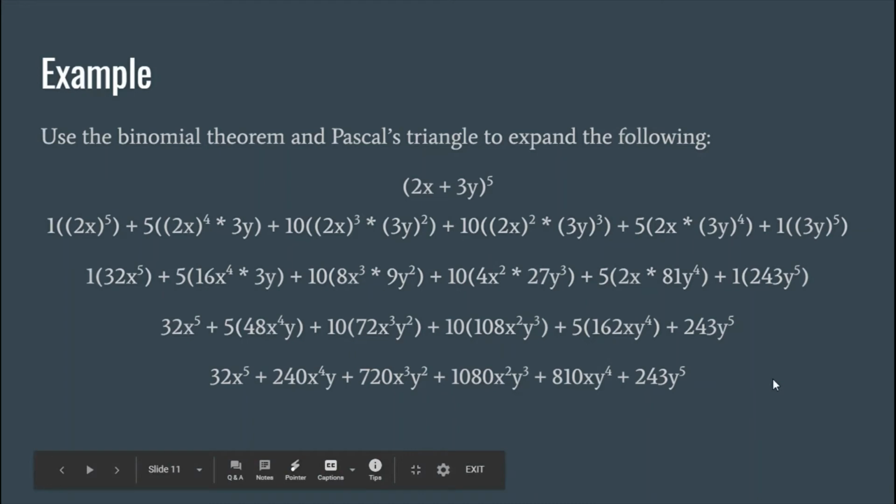So you can do this the long way by expanding 2x plus 3y to the 5th power, writing it out 5 times, and then foiling and distributing. But that's going to be way longer than if you did it this way. So of course, if the exponent's higher, you just keep going, building your triangle. And it's not very difficult to do.